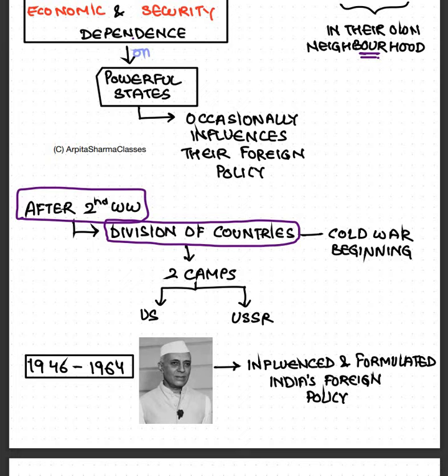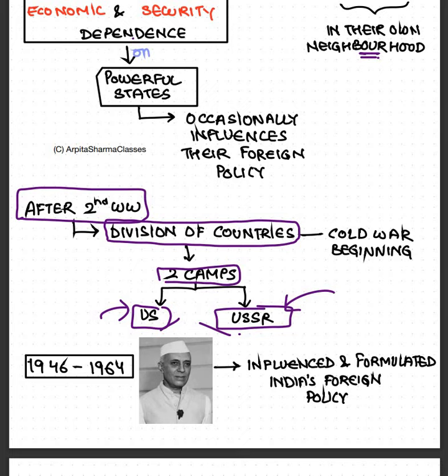ठीक है, तो यही हो गया कोल्ड वॉर. This was starting between US, United States and Soviet Union, that is USSR. So two camps were formed and the nations worldwide were divided into these two camps. Some nations they joined US, some nations they joined the camp of USSR, and Cold War started after Second World War.